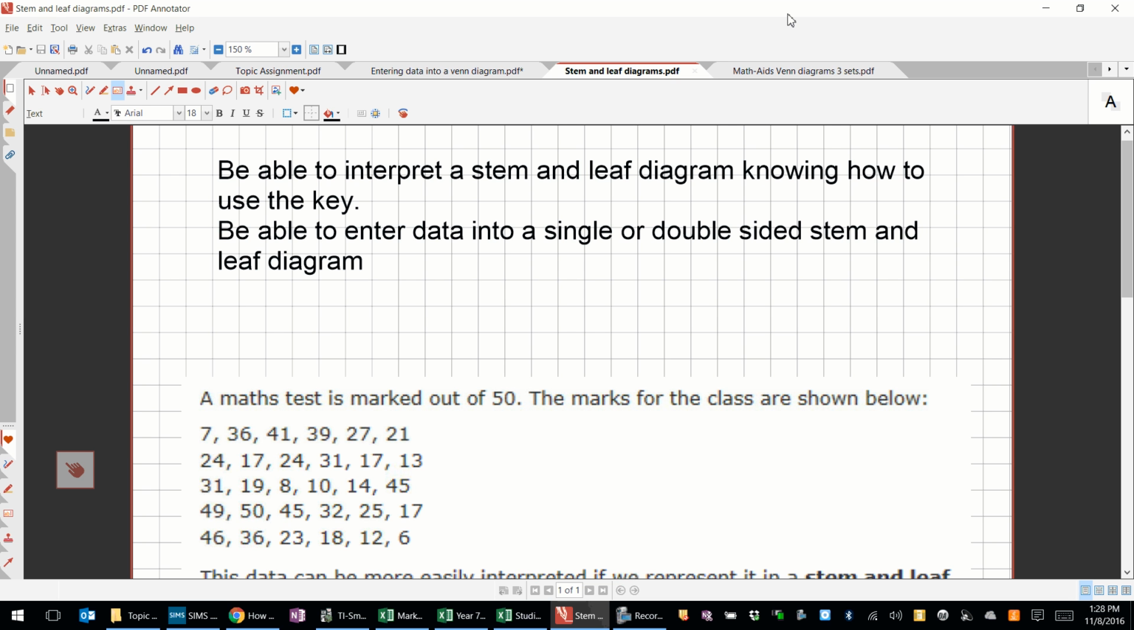Okay, so basically, you do have to record and sort the data. So for instance, this data I've got here is called raw data. It's just data that's been collected, and it's a maths test marked out of 50, and the marks are shown below. Okay, right. If we've got that data, what might we want to know from that data?